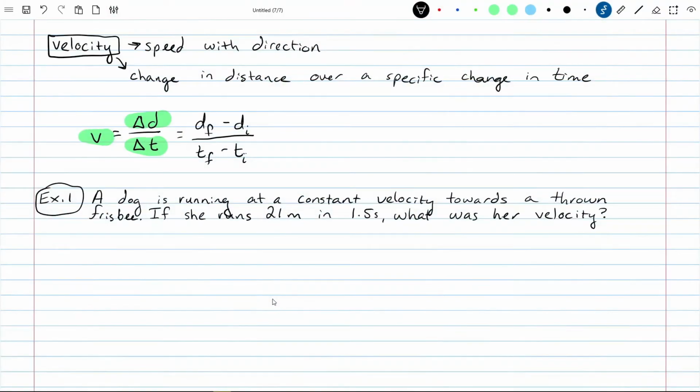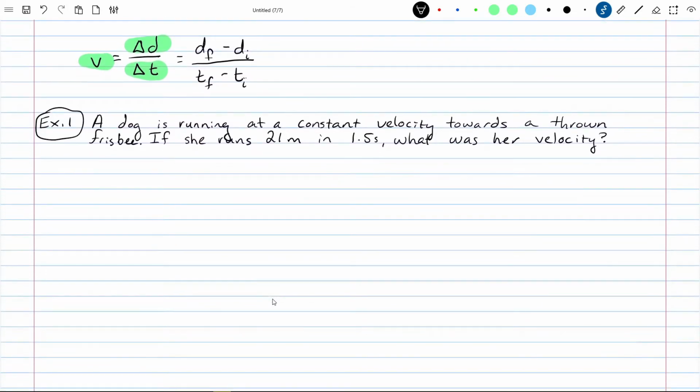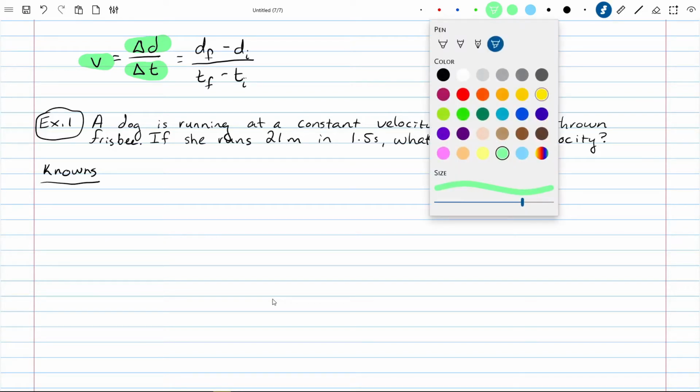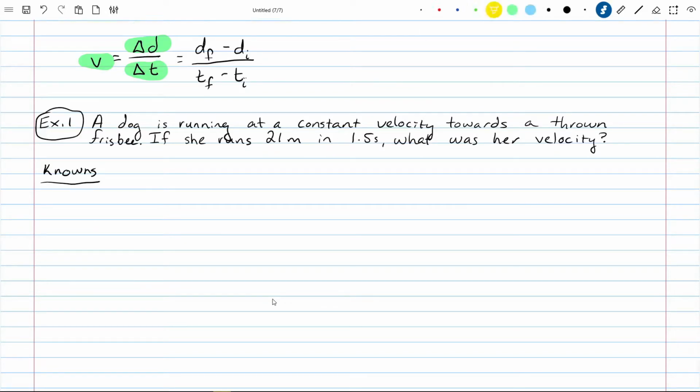Let's go ahead and take a look at an example of how to solve for velocity. Example 1 says, a dog is running at a constant velocity towards a thrown frisbee. If she runs 21 meters in 1.5 seconds, what was her velocity? Now we're going to go through this step by step. Step 1 is always to write your knowns. I don't care what the problem is, this should always be your first step. Write your knowns. If you're like me, a good visual for this is to highlight any numbers within the problem. So if I'm just looking for numbers to start with, we have 21 meters and 1.5 seconds.